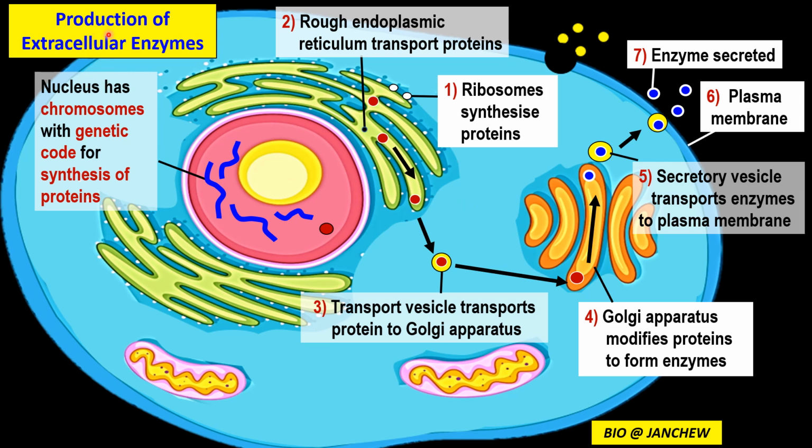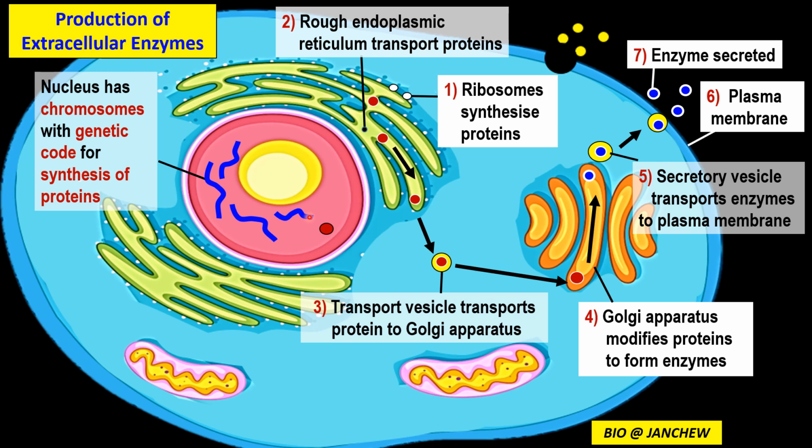Actually, now I'll go through the production of extracellular enzymes again very fast as a summary here. So firstly, actually, it's the nucleus that is the first organelle to be involved in the production of extracellular enzymes, because the nucleus has chromosomes with a genetic code on its DNA for the synthesis of proteins. So this genetic code are specific instructions how to synthesize the proteins. Okay, and the ribosome must get this genetic code from the chromosomes in the nucleus.